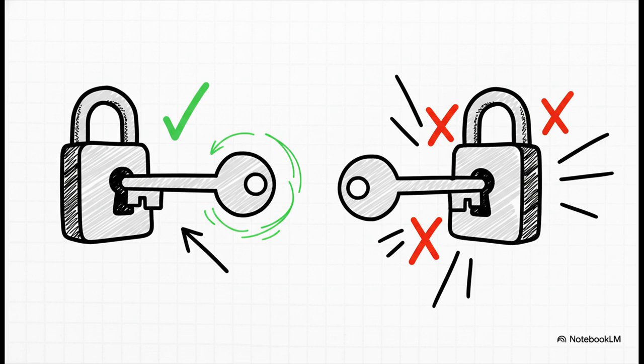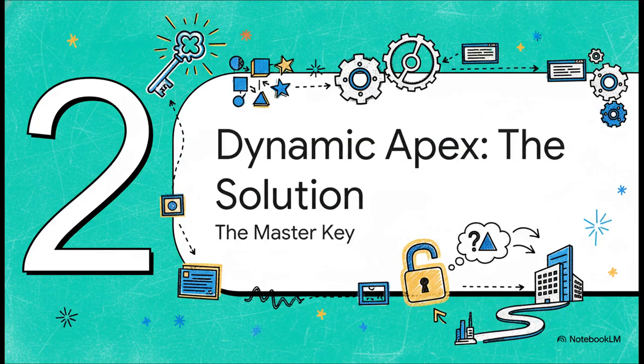But here's the catch. That key only works for that one lock. The moment a new lock shows up, say a new custom object, your key is totally useless. You have to go all the way back to the workshop and forge a brand new one. That rigidity, that's the real pain point. And this is where Dynamic Apex comes in and just changes the game completely.